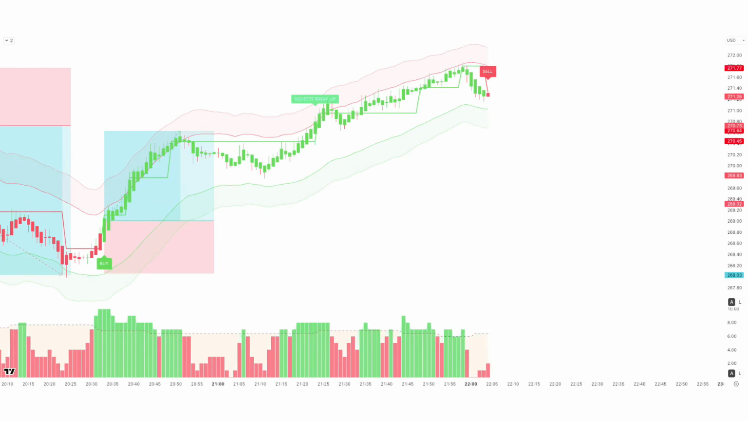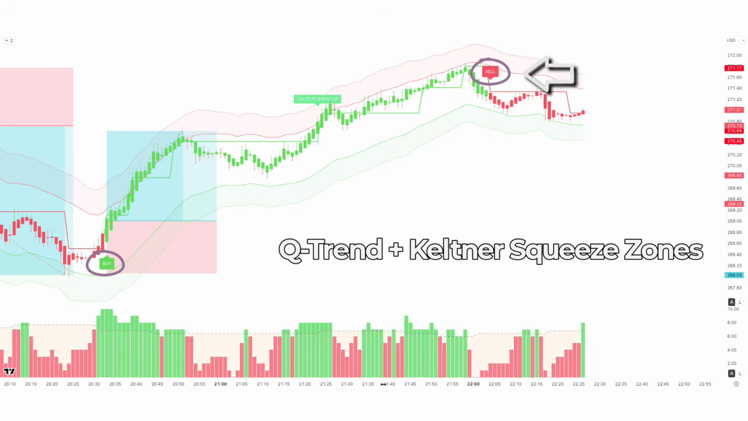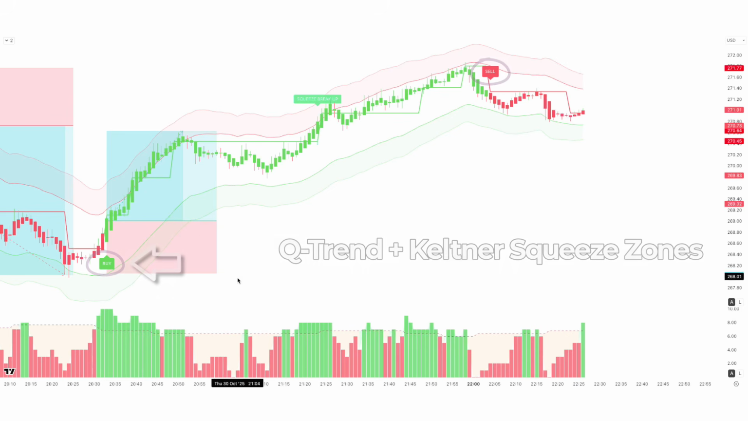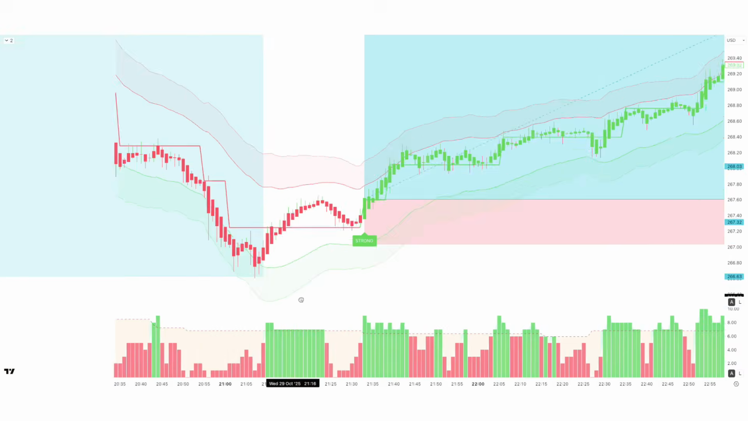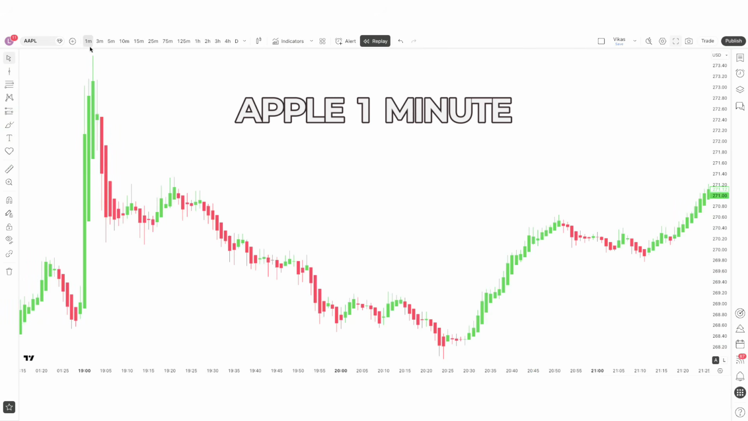First of all, let us know about trading tools. The buy and sell arrow indicator we see in the chart is called the Q Trend plus Keltner Squeeze Zones indicator. Now we tell you how we want to trade. Let's start the video. We open the Apple 1-minute chart.